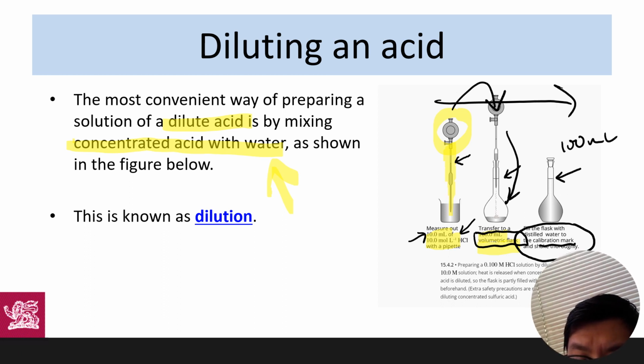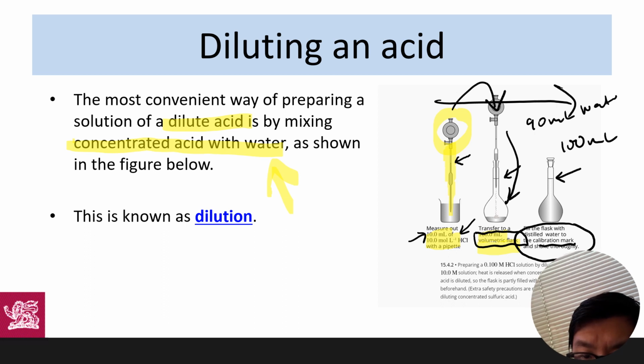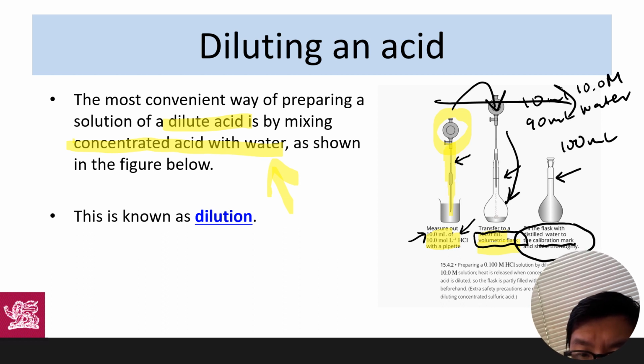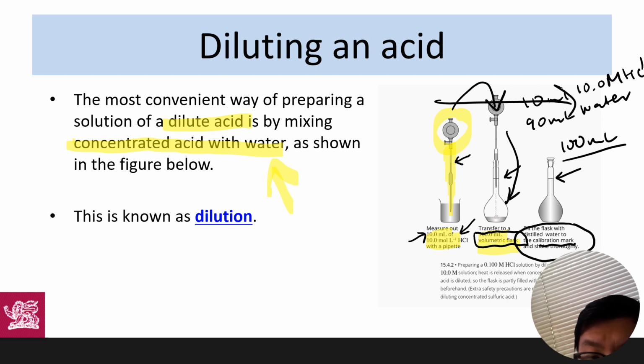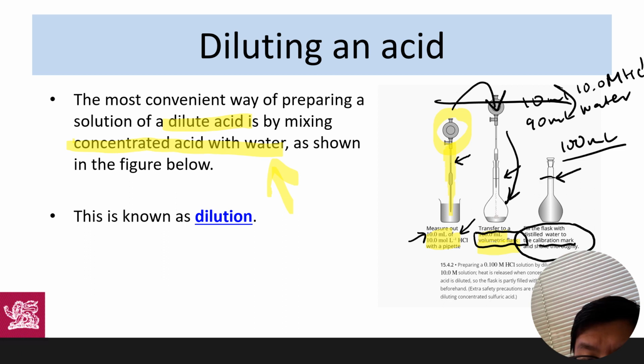So in this case, we will be adding exactly 90 mils of water to the 10 mil of 10.0 moles per liter of HCl, and then for a total volume of 100 mil. That is a dilution. So whatever number of moles that was in the 10 mil would now be spread across all of this.